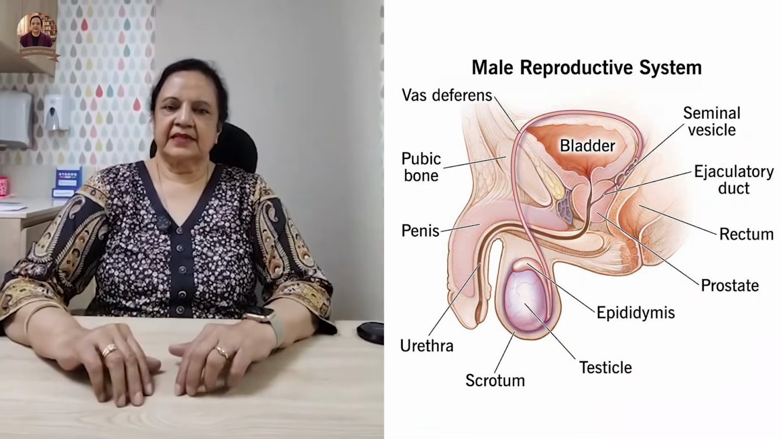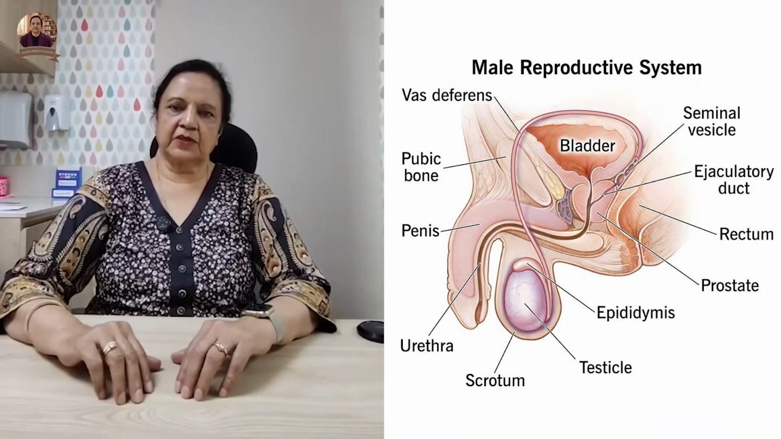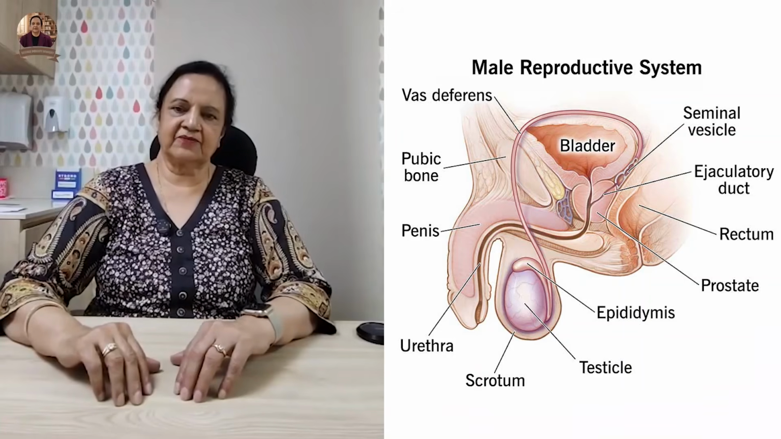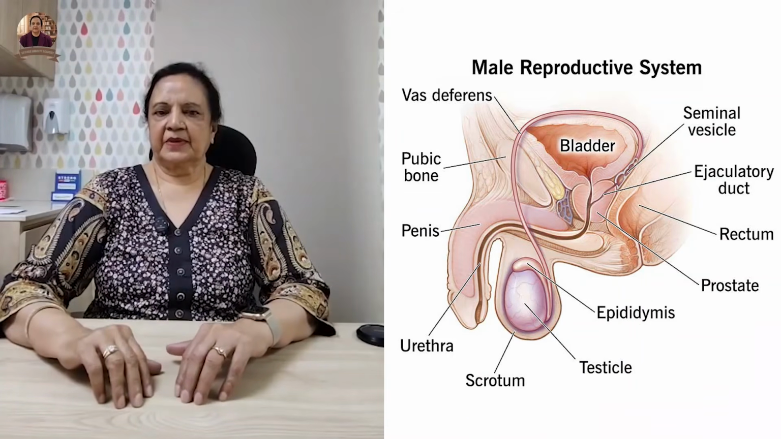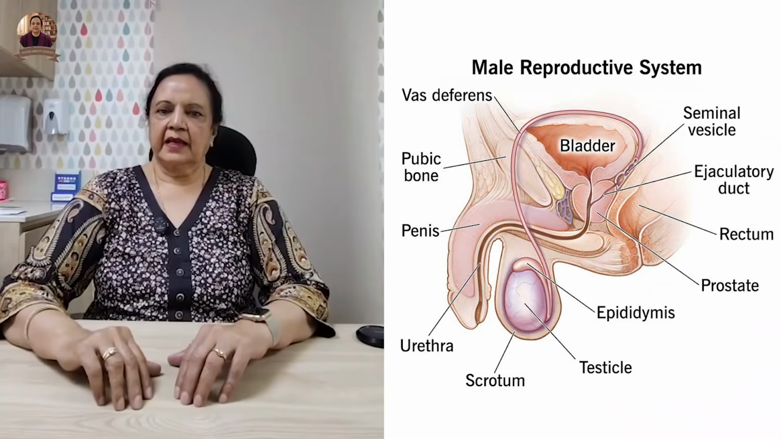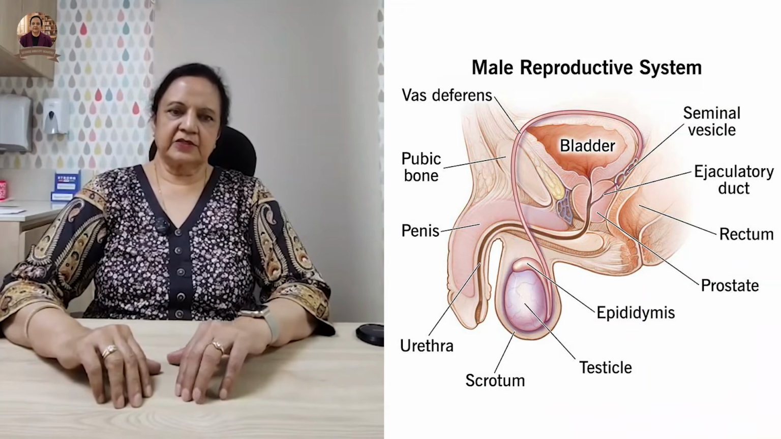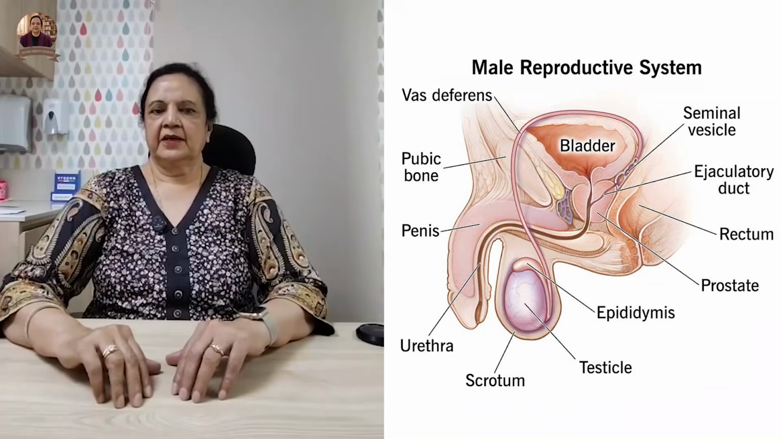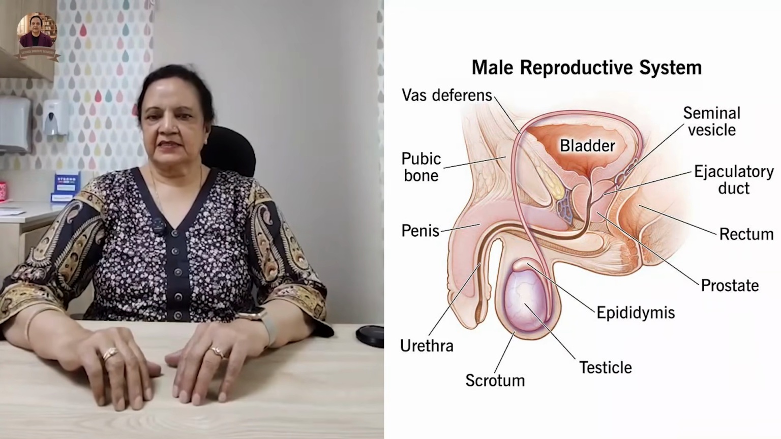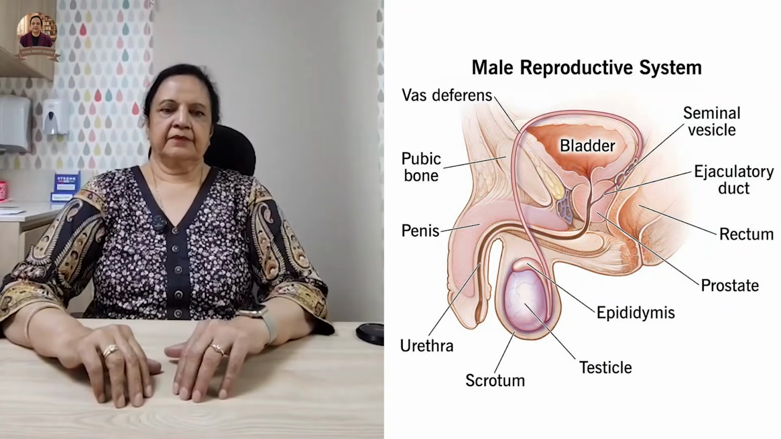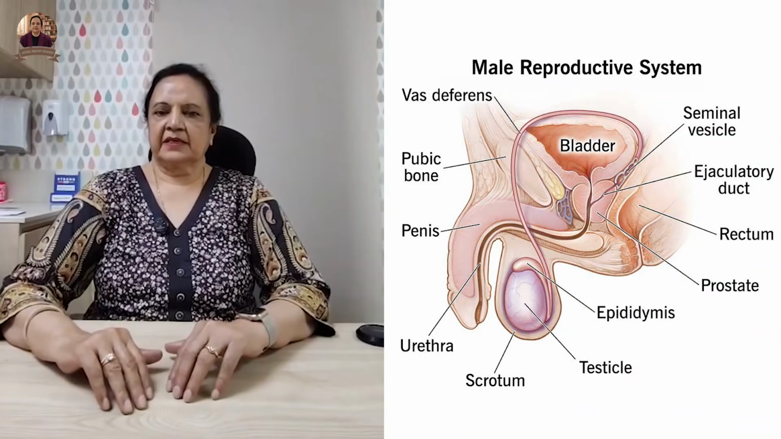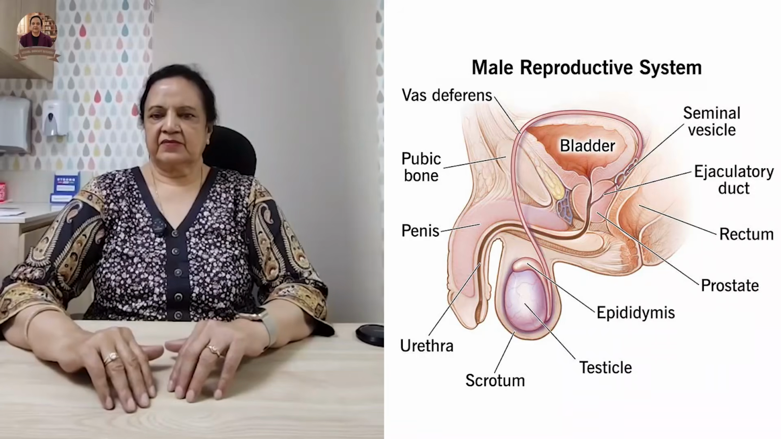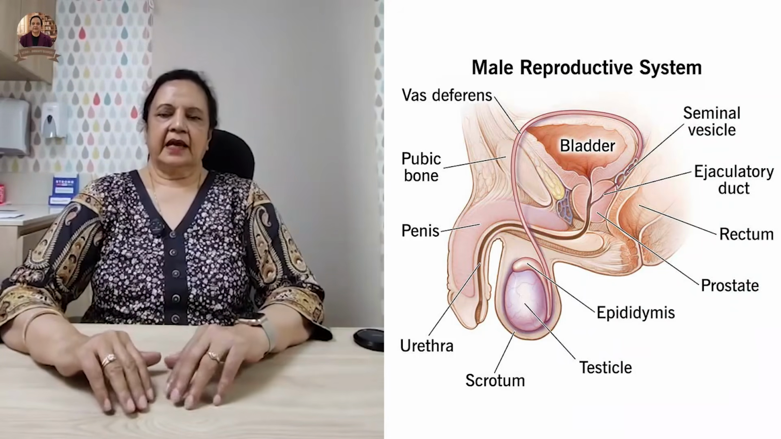Bulbourethral glands. They secrete a small amount of clear, slippery fluid before ejaculation. This fluid lubricates the urethra and neutralizes any residual acidity from urine, preparing a safe passage for the sperm. Together, these fluids provide a suitable medium for sperm survival, motility, and transport.